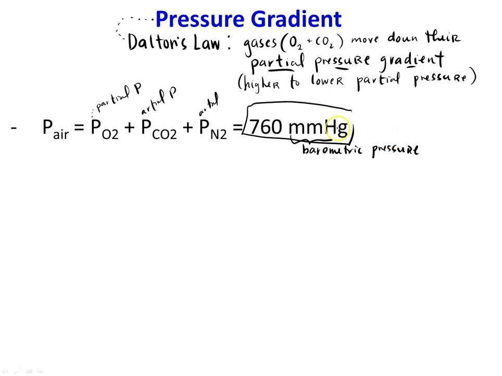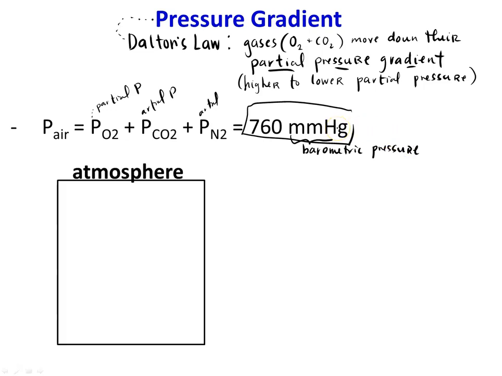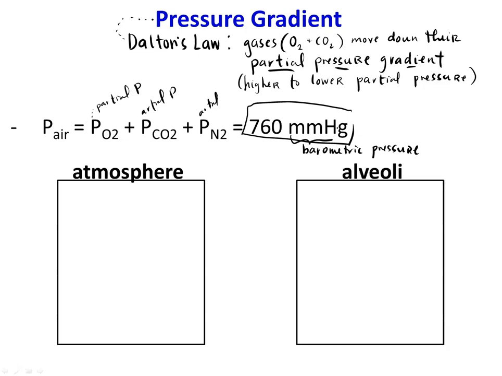Now, let's talk about what's going on. So here I have two containers. This is the atmosphere, and this is in the lung, in the alveoli. Now, I just told you folks that in order to calculate the pressure of air, we have to know all the partial pressures of all the gases that make up the air. And that's it. Don't make it more complicated. You're not going to have to calculate anything. I just gave you this magical number, 760.